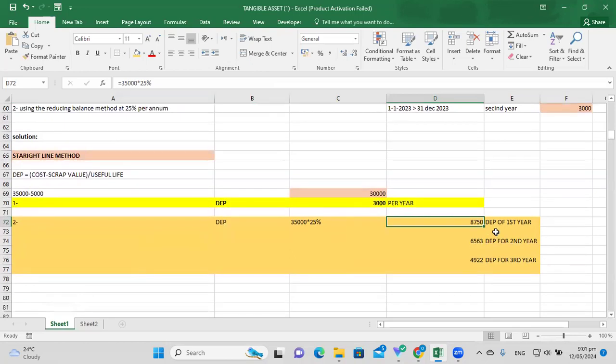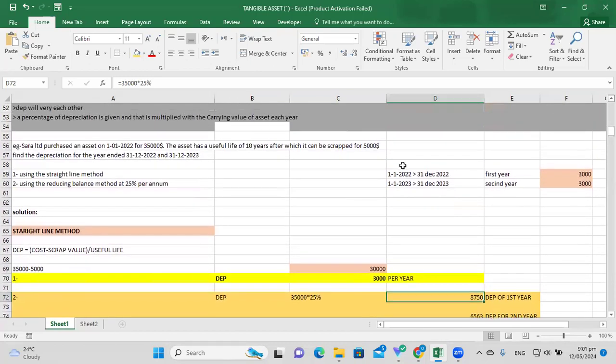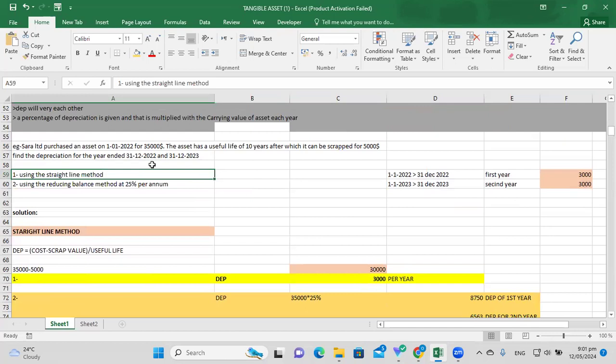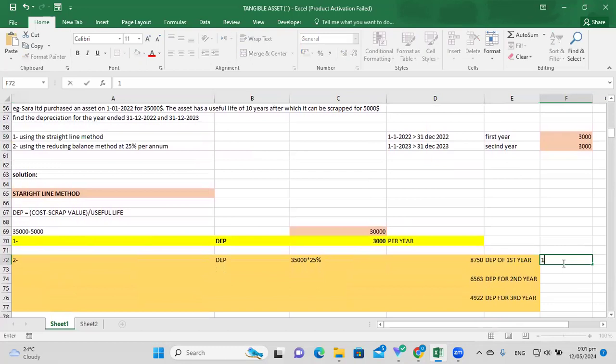Now this 8750 is the depreciation for the first year. What was our first year? If you have a look at top, our first year was year ended 31 December 2022. That means our first year was 1 January 2022 till 31 December 2022. So this was our first year, and our depreciation is 8750 for the first year.